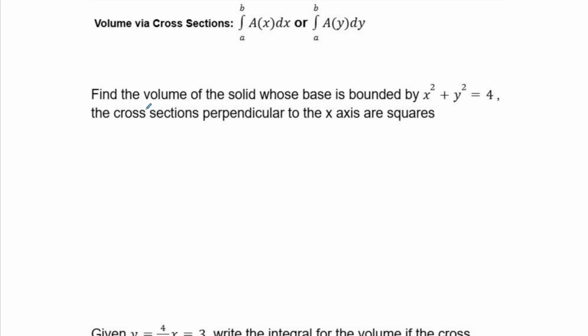So we're told to find the volume whose base is bounded by x squared plus y squared equals 4, and the cross sections perpendicular to the x-axis are squares. So first of all, what does this look like? It looks like this, right?